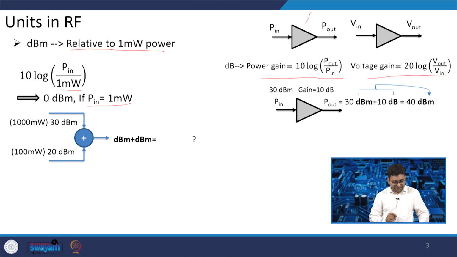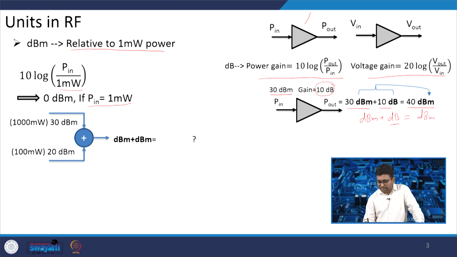dBm I already discussed. So, always try to remember that when an input power of 30 dBm is applied to an amplifier, and if the amplifier has a gain of 10 dB, then what is the output? The output is nothing but 30 dBm plus 10 dB, which is equal to 40 dBm. So, always remember, dBm plus dB is equal to dBm, because dB is relative and does not have any unit, however, dBm has a unit of power.